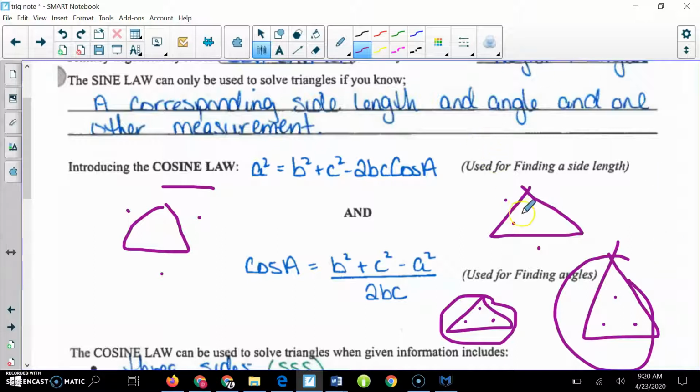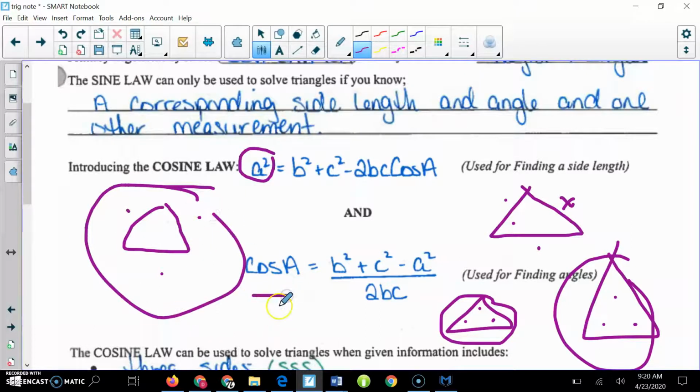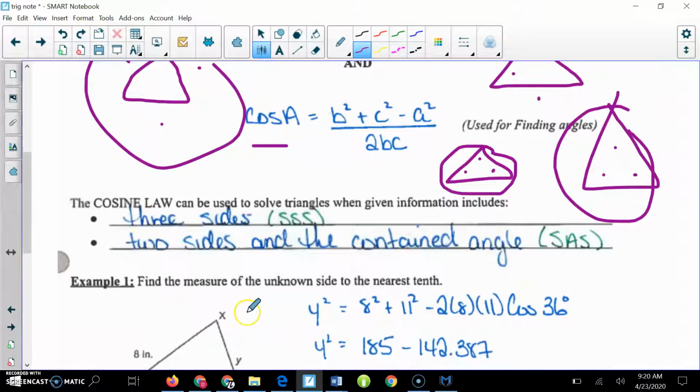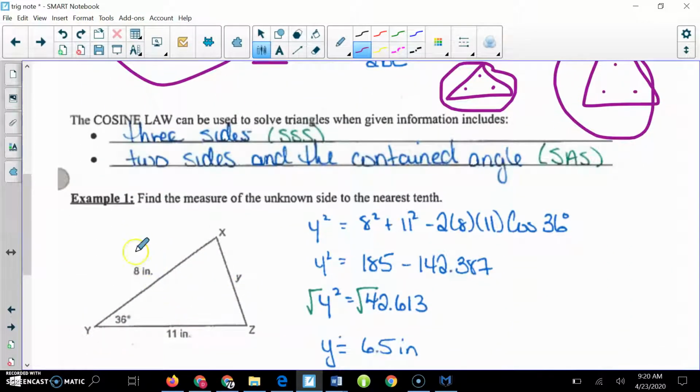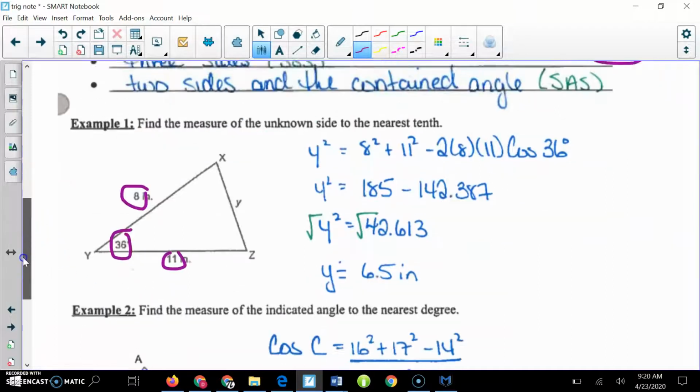Anyway, if you have these two, you can get the side over here, and to do that, you use this. And if you have three sides, you find an angle by using this. Okay, and we'll work through this. So for example, here's the first example. Here I have a side and a side and an angle in between them.